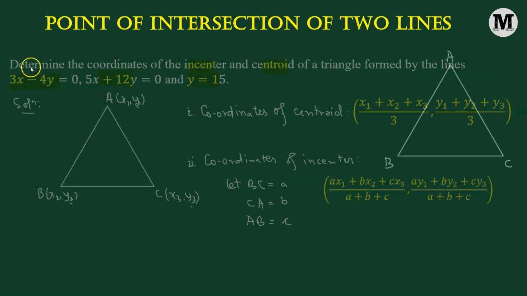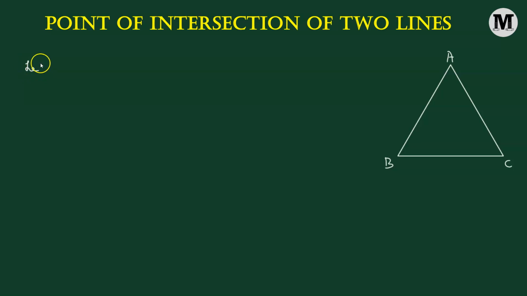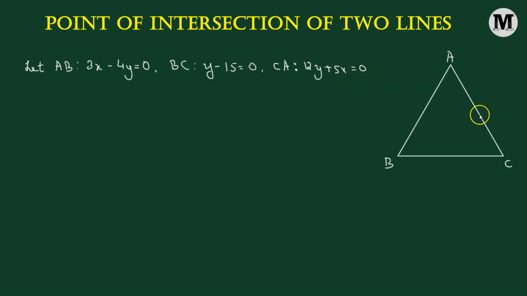So let's begin. We again begin by considering the triangle ABC, but this time we are supposing that the side AB of the triangle is denoted by the line having the equation 3x minus 4y equals 0. Next, we're going to consider the side BC. Let us suppose that BC is represented by y minus 15 equals 0. And then we have the remaining side CA. So CA is going to be represented by 12y plus 5x equals 0. That is the equation of the third side.